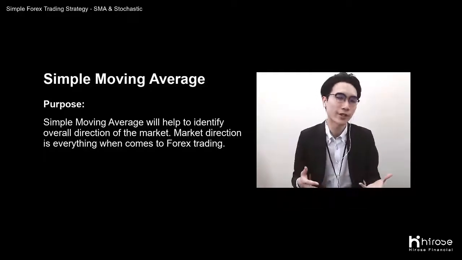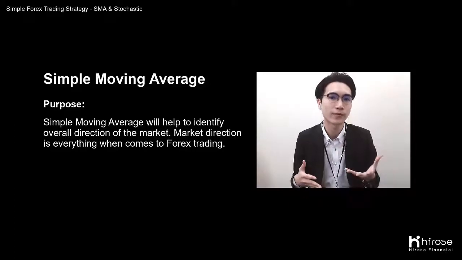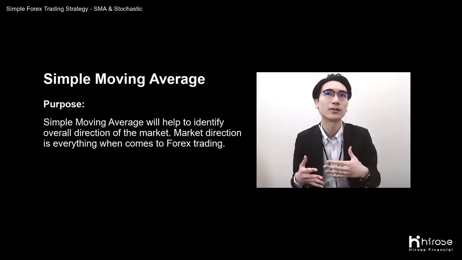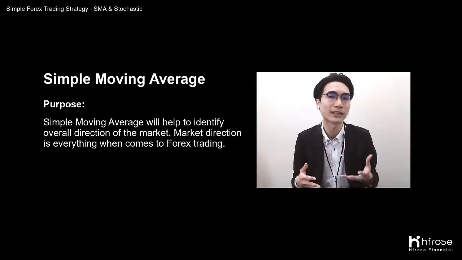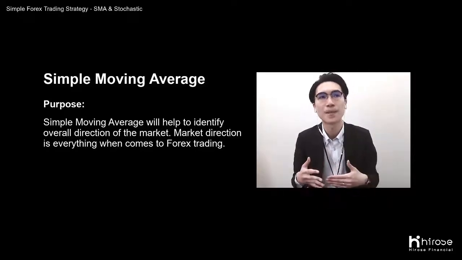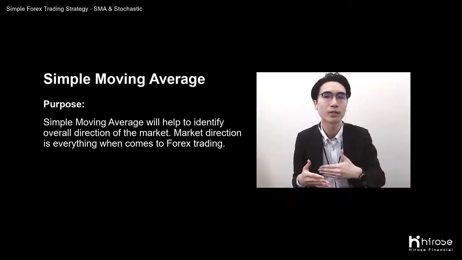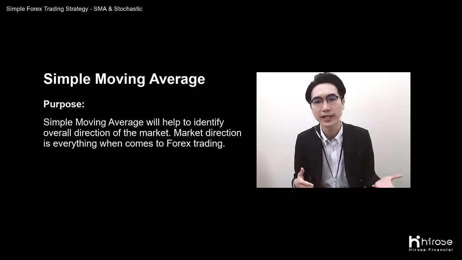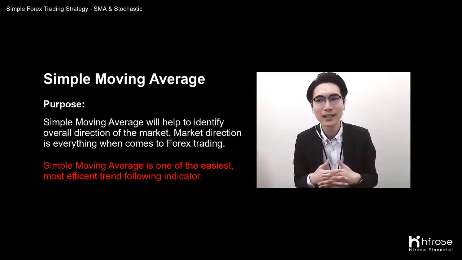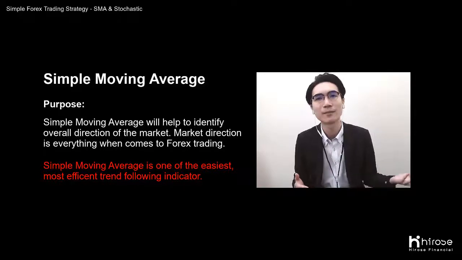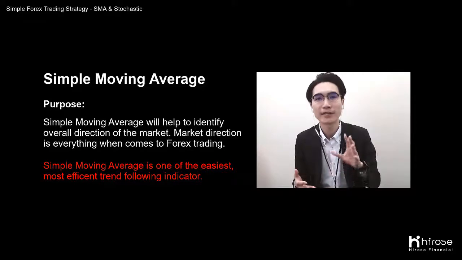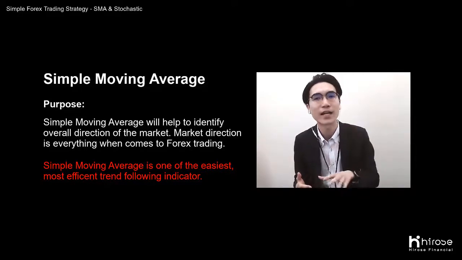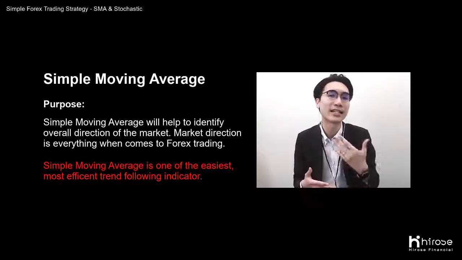Because in forex trading, the most important thing, the most crucial factor to make a profitable trade, is to identify the overall direction of the market and go with the direction. That's the way to make profit in forex trading. There are a lot of different indicators out there, but I still think that the simple moving average is the most efficient to identify an overall direction, and it's the easiest to use.